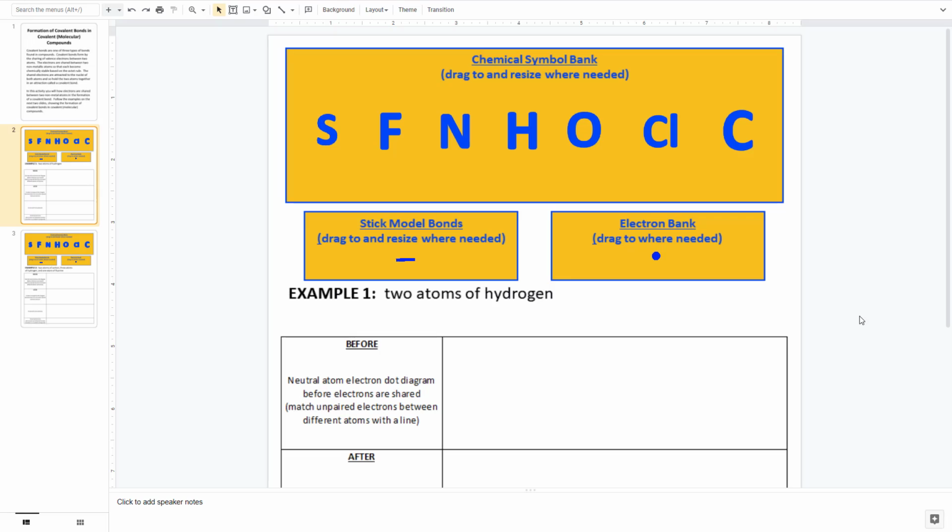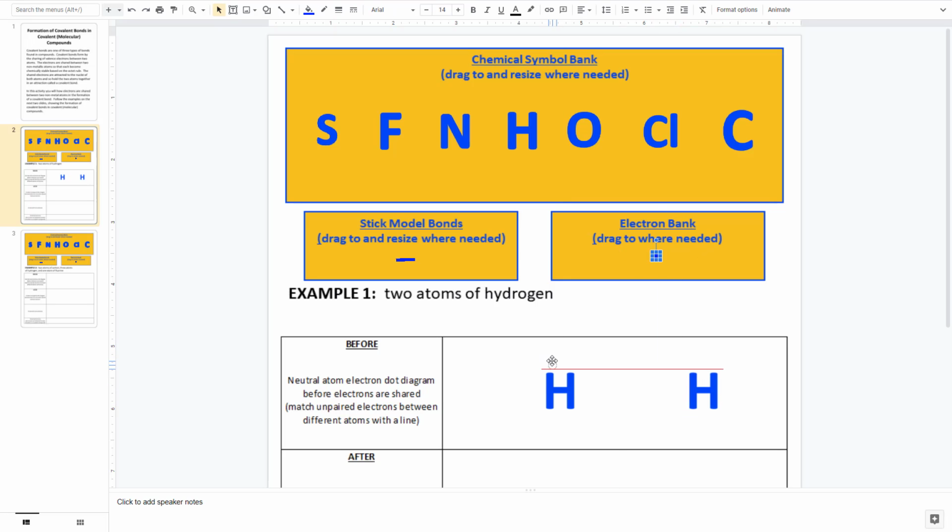So I'm going to be doing this on here. You can do this on paper if you want. I'm going to make a bond between two hydrogen atoms. Those are both nonmetals. I can just drag them from my chemical symbol bank. That's a lot easier than typing it out, isn't it? I know, right? I'm a genius. Well, I'm a genius after the fact.